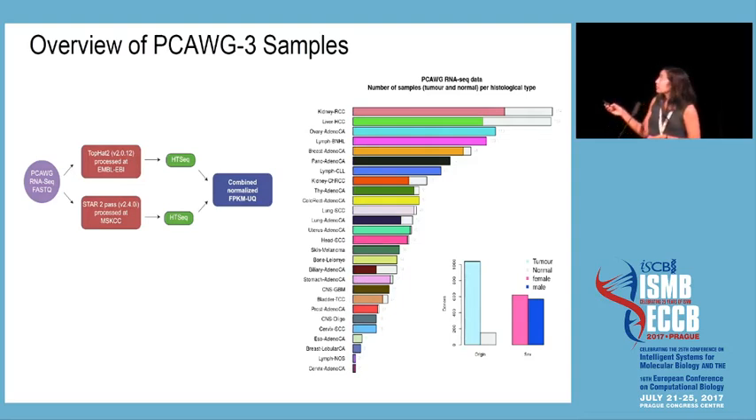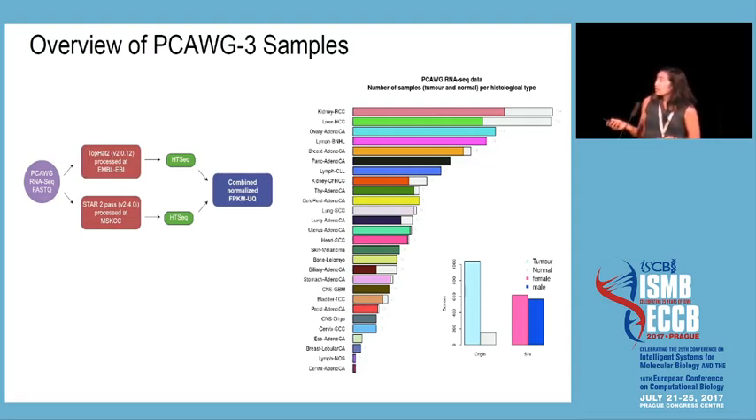Here's a breakdown of all of the samples that we have. Here we have 25 different cancer types, and shown here is the number of samples within that cancer type, and then shown in the gray bars is the number of matched normals. Here you can see the breakdown of tumor versus normal and the breakdown by sex.